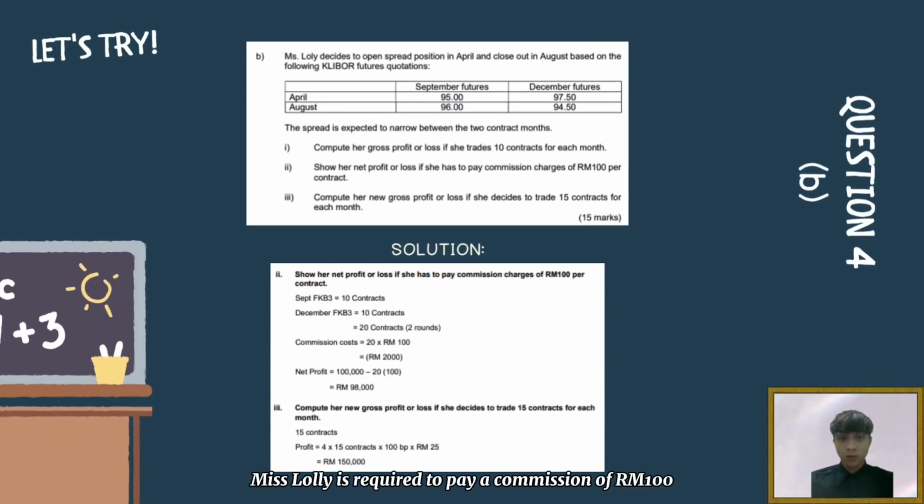Miss Loli is required to pay a commission of 100 ringgit per contract. So the net profit from the transaction will be 98,000 ringgit, because 2,000 ringgit is the commission for 2 rounds, or 2 different markets, of 10 contracts. In the end, if Miss Loli were to trade 15 contracts on the spread, she will make a net profit of 150,000 ringgit from the spread.